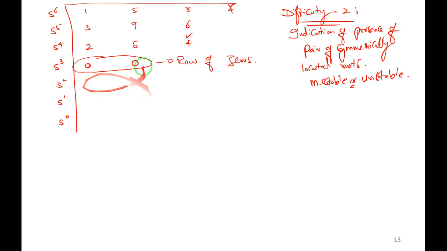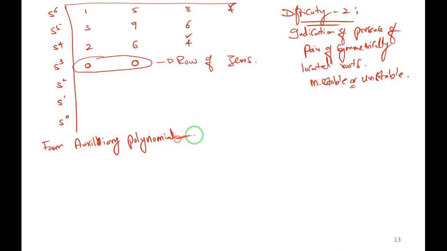Okay, how to overcome this? Just above the row of zeros, form the auxiliary polynomial. Auxiliary, spelling A-U-X-I-L-I-A-R-Y. Form the auxiliary polynomial by using the row just above the row of zeros.